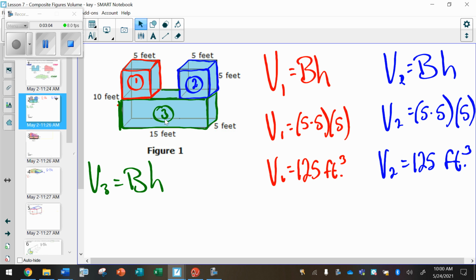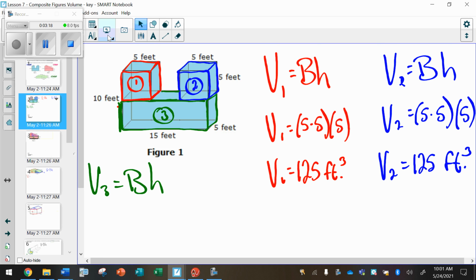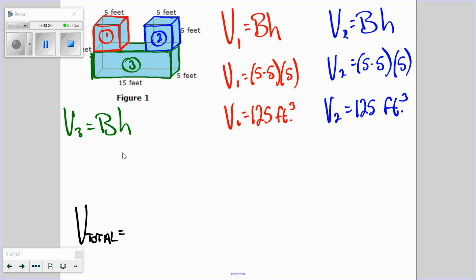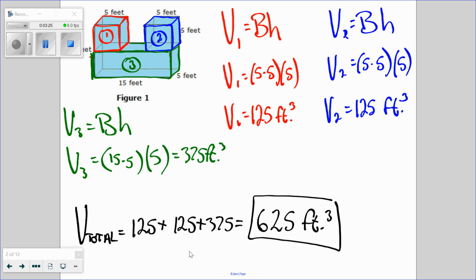And then our rectangular prism at the bottom has a height of 5 because it's a full height of 10. The height of each cube is 5, so 10 minus 5 is 5 left. 5 by 5 by 15. So you multiply 5 times 15, and then you add them all up. So if you're just checking, there you go. If you're doing it, you might need to pause it because I am moving on, moving on, moving on.